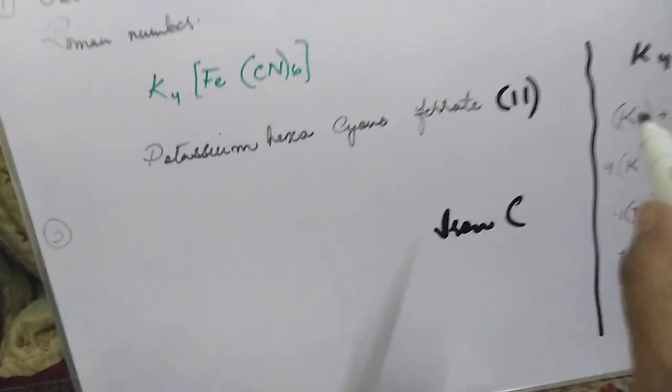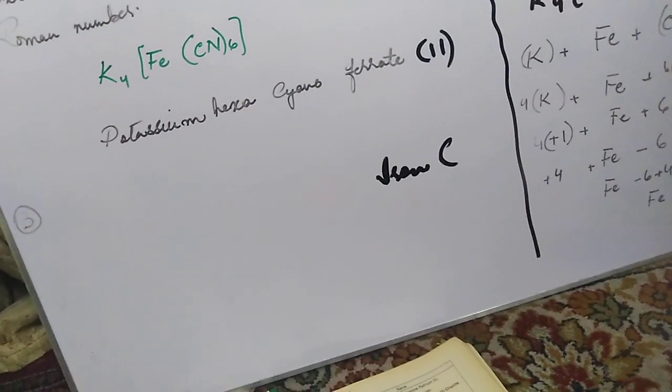Student, look, there is a mistake. It is not 3, it is 2. Potassium hexacyanoferrate(2), because in the 2 oxidation state we have calculated here plus 2. We write down in the common number 2 and iron.